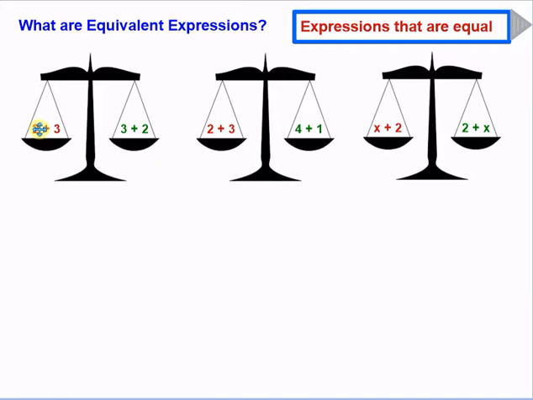So, for example, here on the left side of our scale we have 2 plus 3. On the right side of our scale we have 3 plus 2. Are these expressions equivalent? Well, 3 plus 2 is equal to 5, and 2 plus 3 is also equal to 5. So yes, both of these are equal because they have the same value.